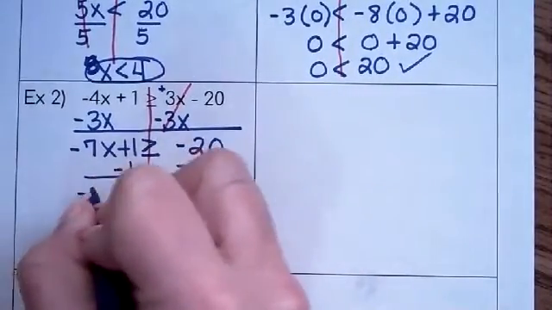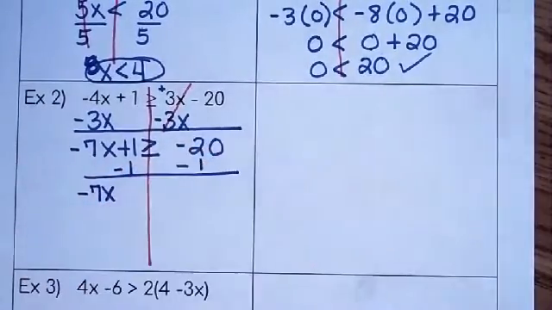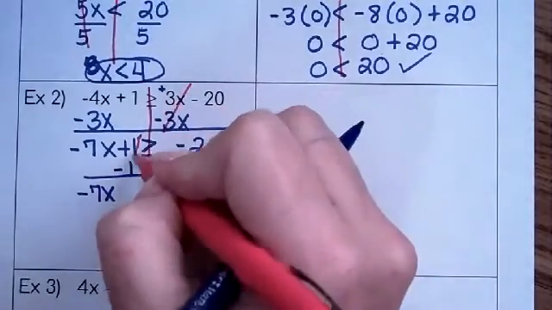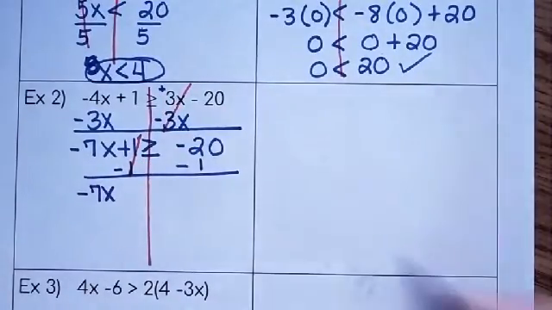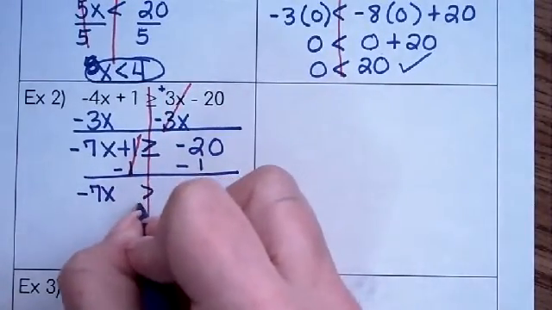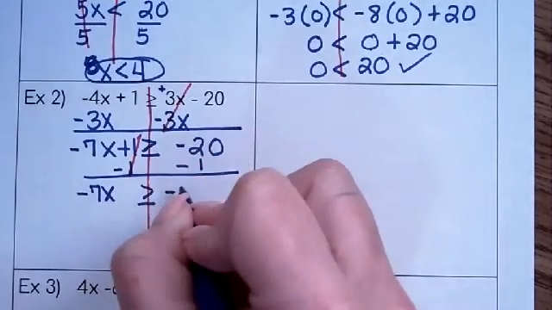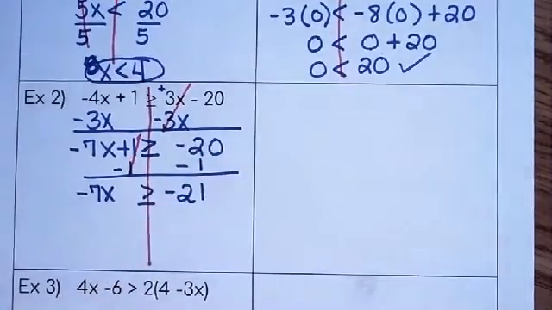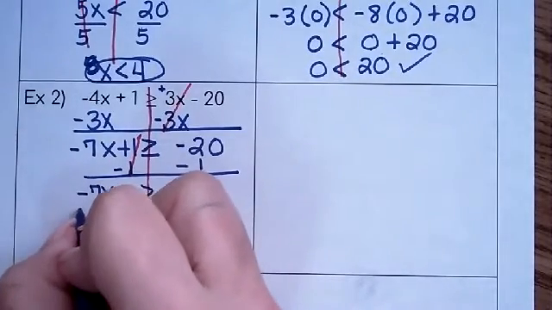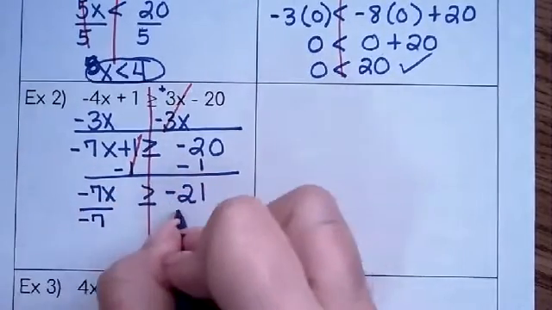I'm going to bring down that negative 7x. This 1 minus 1, we know that cancels out, right? Bring down my greater than or equal to. Negative 20 minus 1, that would be negative 21. Okay, now I just got one last step. I just need to divide by the negative 7.